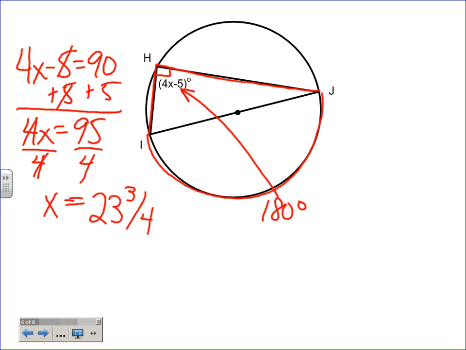Does anybody disagree with that answer? I think that's correct. Any questions on that one? No? All right.